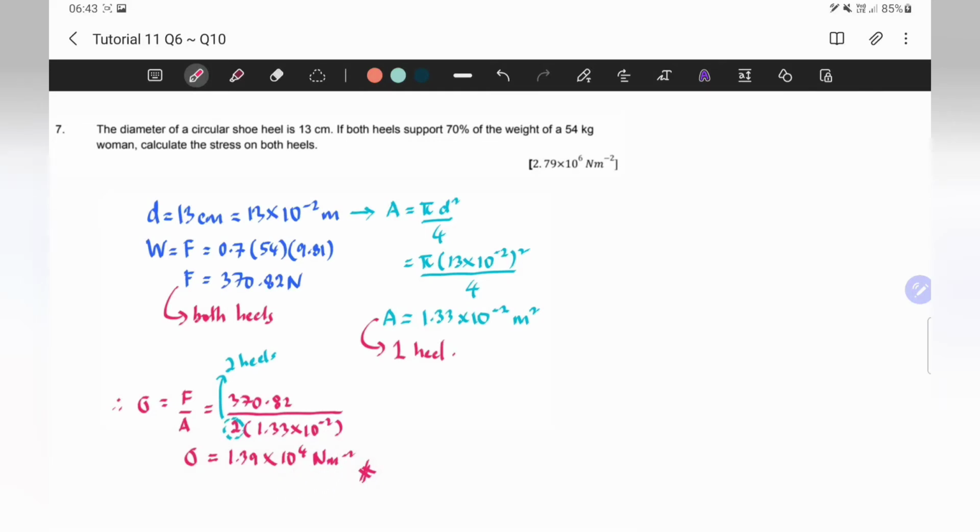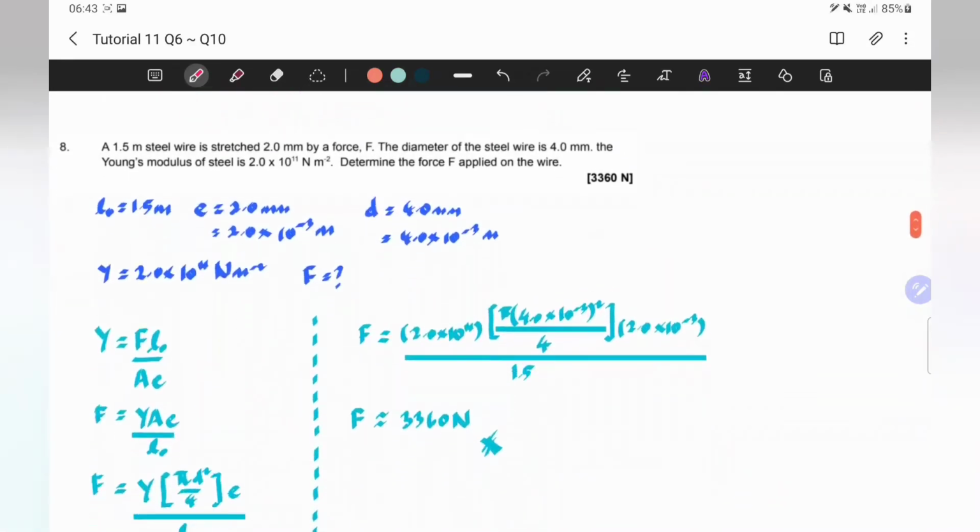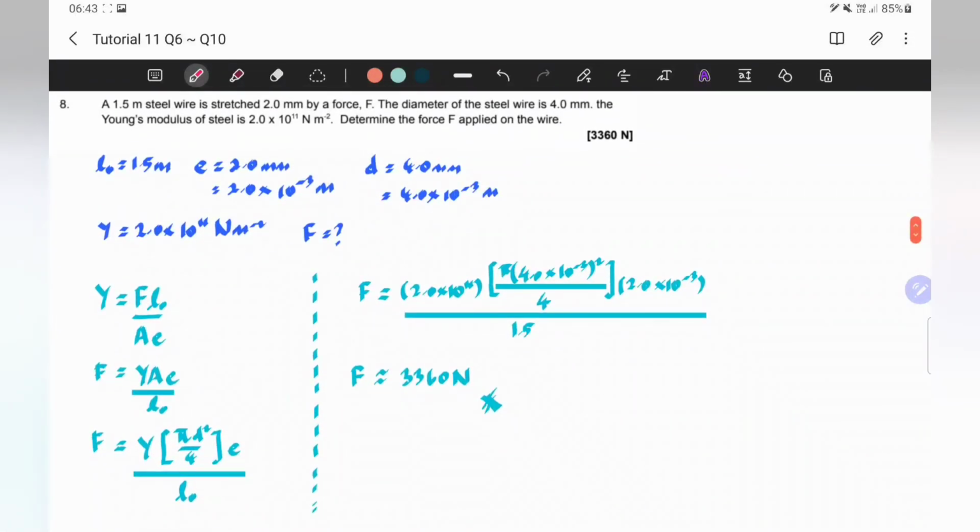Okay, next for question number 8. Alright, so what do we have now? This is the question. A 1.5 meter steel wire is stretched 2 millimeters by a force F. The diameter of the steel wire is 4 millimeters. The Young modulus of steel is 2 × 10^11 Newton per meter squared. Determine the force applied on the wire. So what we have now is the original length, which is 1.5 meters. The elongation given is 2 millimeters, convert it to meters. The diameter given is also in millimeters here.